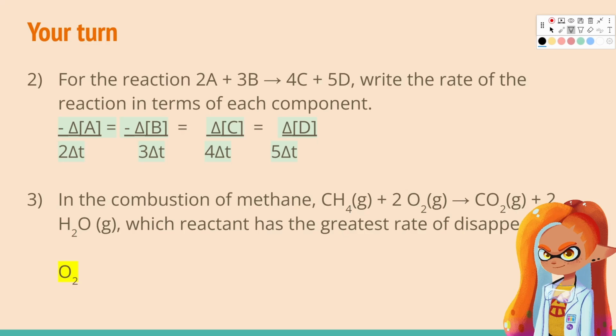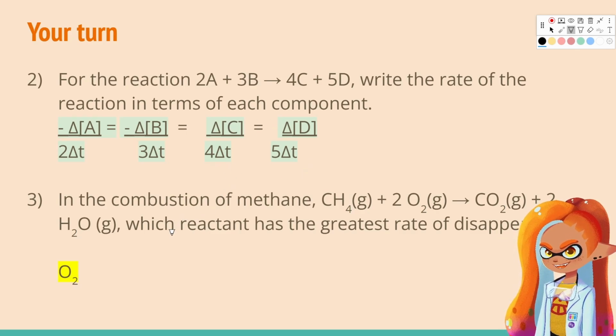So for question 2, it's just practicing writing the rate. We have our 2A, 3B. You want to make sure the coefficients are on the bottom. You want to make sure the reactants have negative signs. You want to make sure the products are positive, and that's why they're written the way they are.